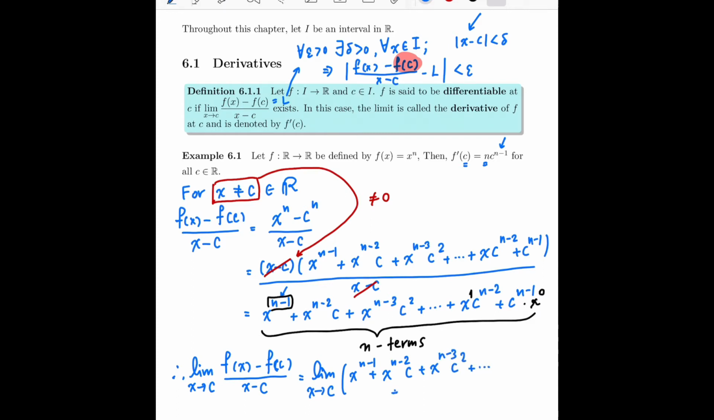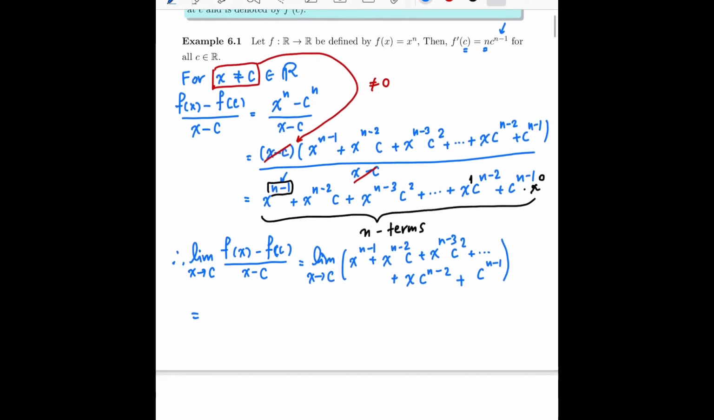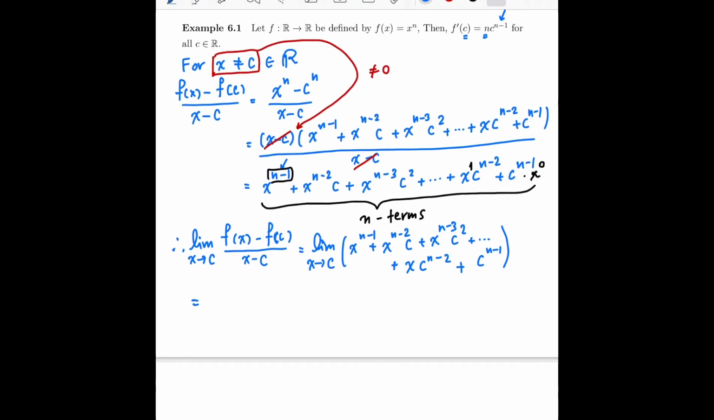You add them up to x c raised to the power n minus 2 and c raised to the power n minus 1. Because it is all polynomial, and if you remember, a polynomial is continuous, the limit will be the same as your function value, so you can just replace all the x by c.